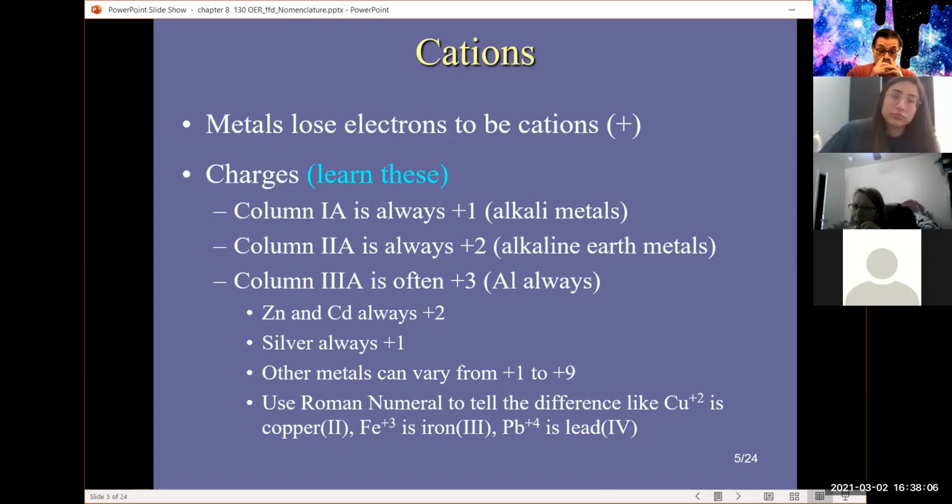So that's important. Remember, when Roman numerals are used right after a name, that Roman numeral pertains to the oxidation state of the metal. It has nothing to do with the other guys, the anions, only the metal. And you need that information so you know how many atoms or ions to put together to make the formula.